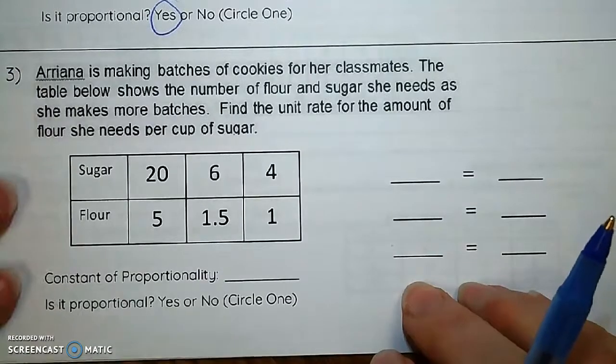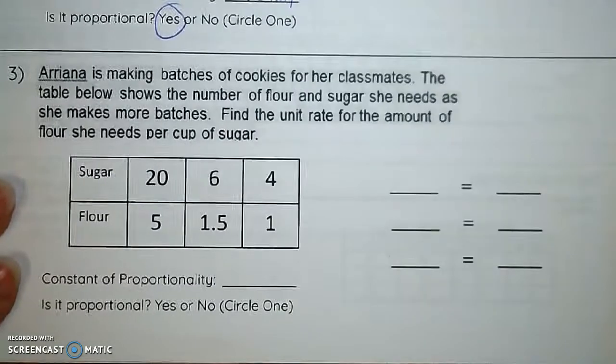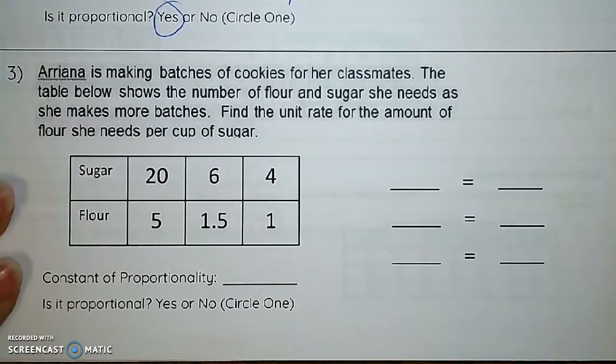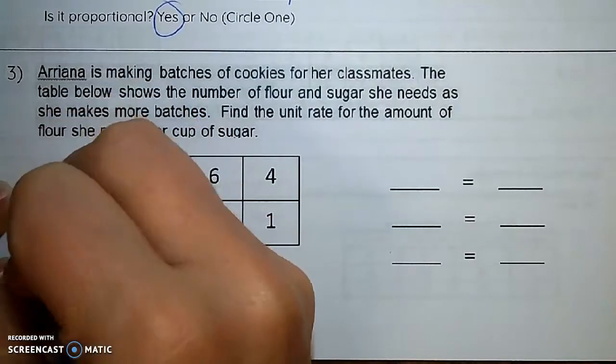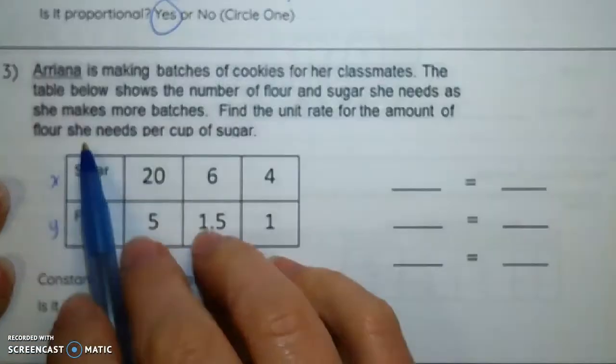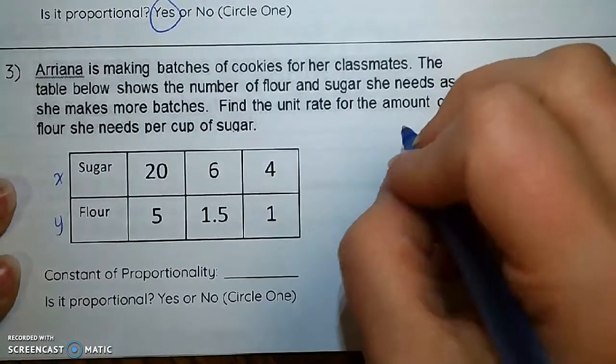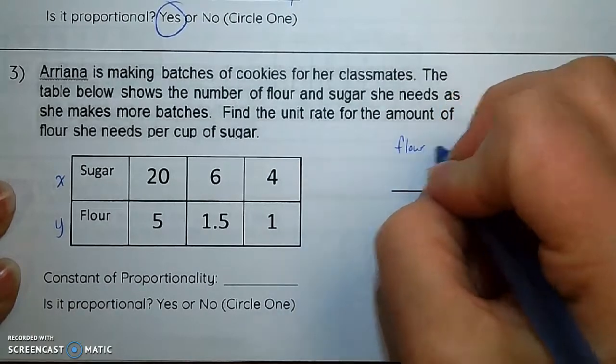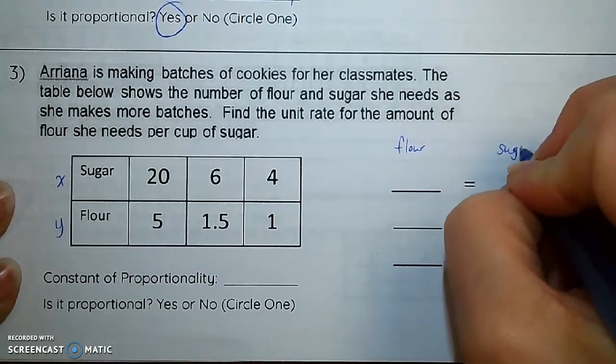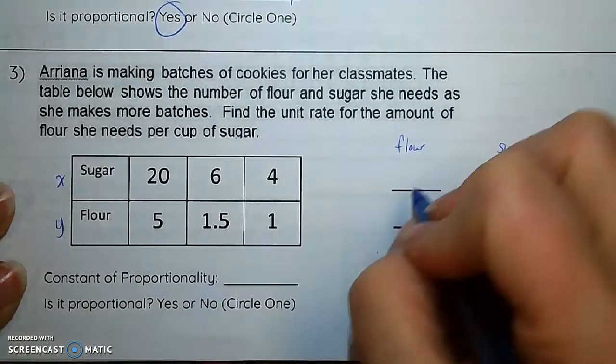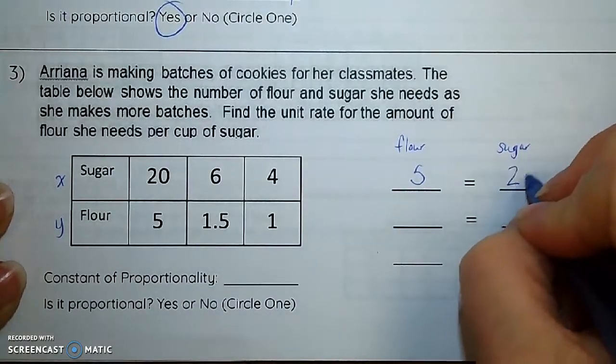On this next one, Ariana is making a batch of cookies for her classmates. The table below shows the amount of flour and sugar she needs as she makes more batches. Find the unit rate for the amount of flour she needs per cup of sugar. So once again, think of this as our x and our y, and we want the unit rate to be flour to sugar. So flour to sugar.